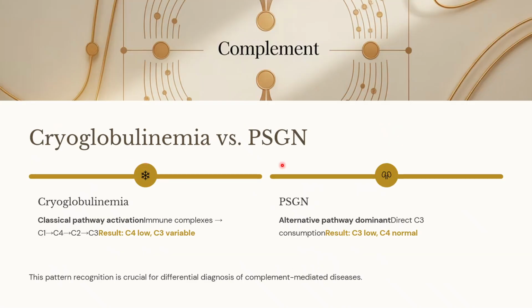In cryoglobulinemia, something similar happens. That is, there is immune complex formation, and the classical complement pathway is triggered such that it will result in low C4. But the C3 may or may not be low. In PSGN, the alternate pathway is triggered and it leads to a direct C3 consumption, resulting in low C3.